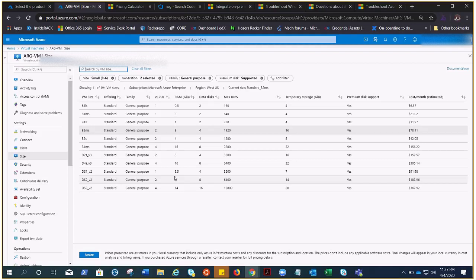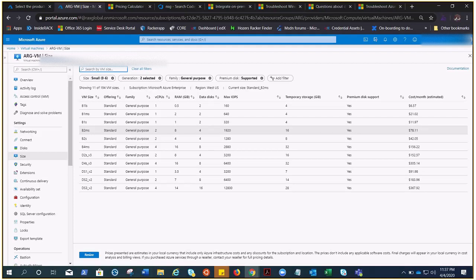Things like that, and keep on optimizing. Keep figuring out what is the correct sizing for your workload. As you can see, these three are almost the same, but the cost is going so high. So choose wisely the correct size of your VM.